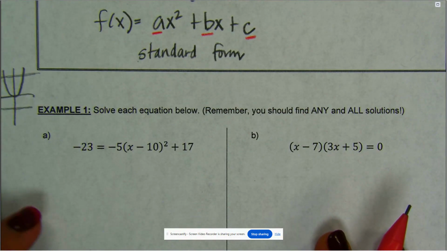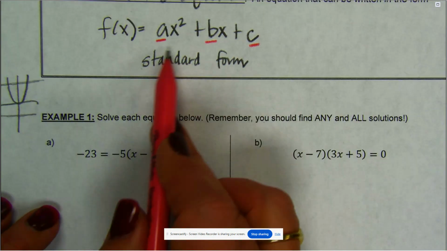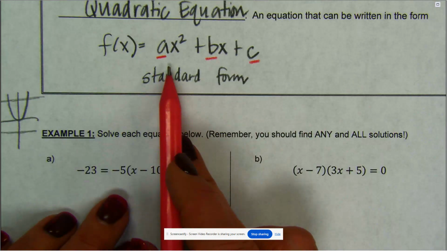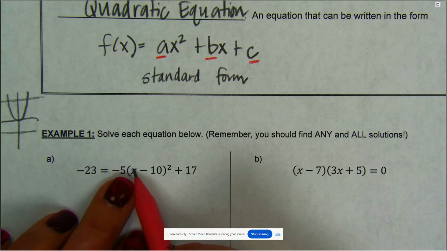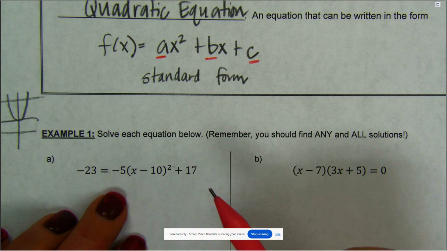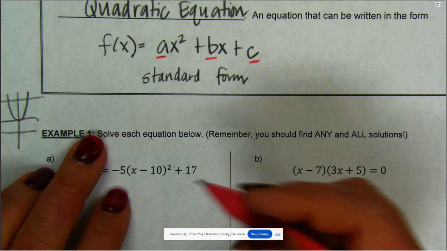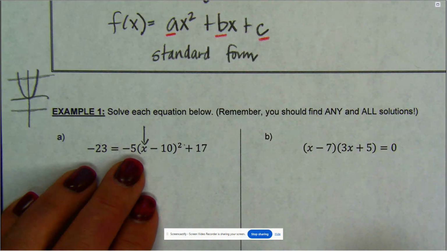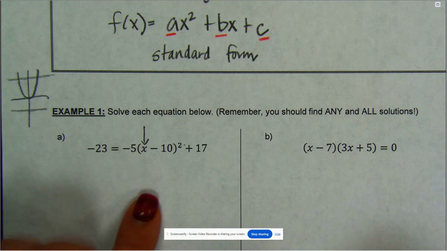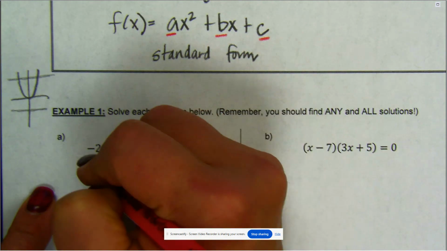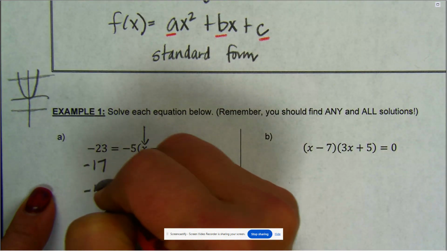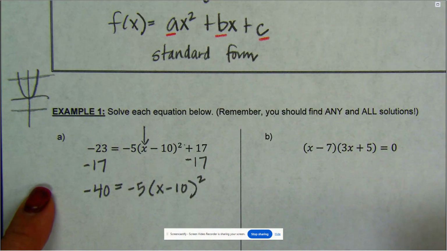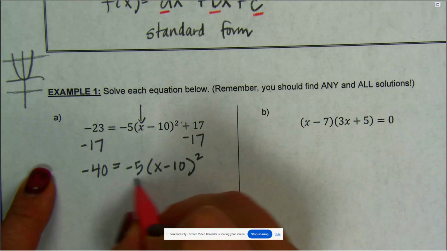This first example doesn't look like it's in standard form, but if I multiplied this all the way out, it would resemble standard form. I know it's got an x squared in it, so it's a quadratic, but to solve it we're just going to use the algebraic techniques that we've been using. We're going to unravel this and get x by itself. So my first move would be to subtract 17. Second move would be to divide both sides by -5.